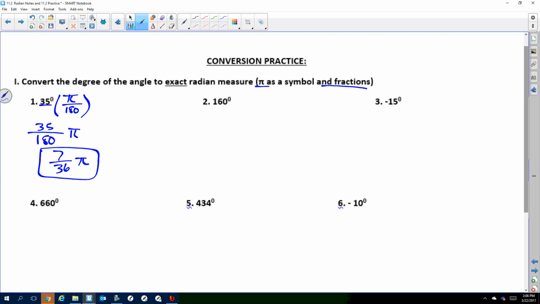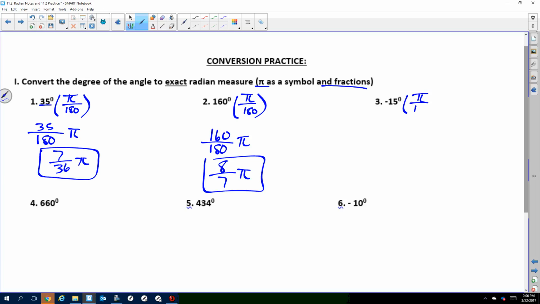So same thing, we're multiplying by pi over 180. This ends up being 160 over 180 pi. We simplify that, 8/9 pi. Okay, it's radians. As long as we have pi in our answer, we're good. Don't let the negative fool you. We're multiplying again by pi over 180. We get a negative 15 over 180. Put our pi, negative 1/12 pi.